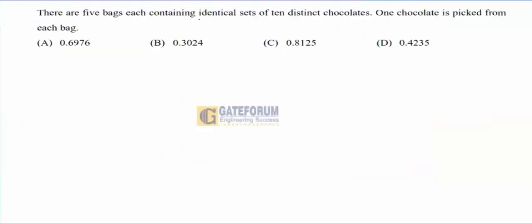There are 5 bags, each containing identical sets of 10 distinct chocolates. Let us suppose A, B, C, D, till J. So all of them are distinct. Now these 10 distinct chocolates are found in bag 1, found in bag 2, found in bag 3, and so on and so forth in all the bags. They have said one chocolate is picked from each bag. Well, the question, by chance, has not been printed. So let me write down the question that was there in GATE.